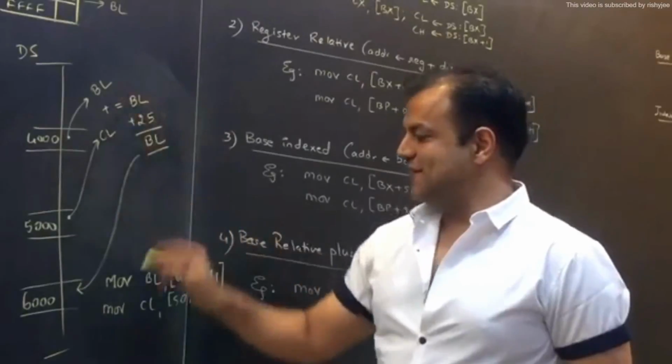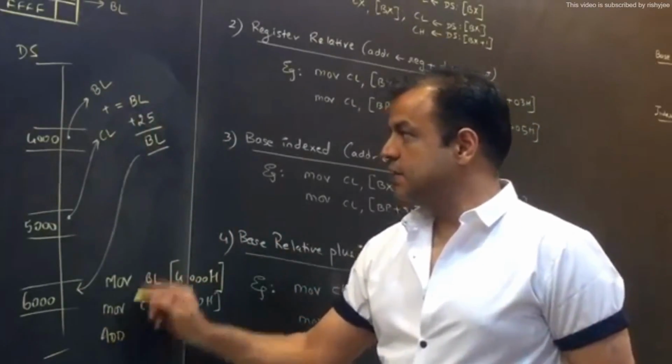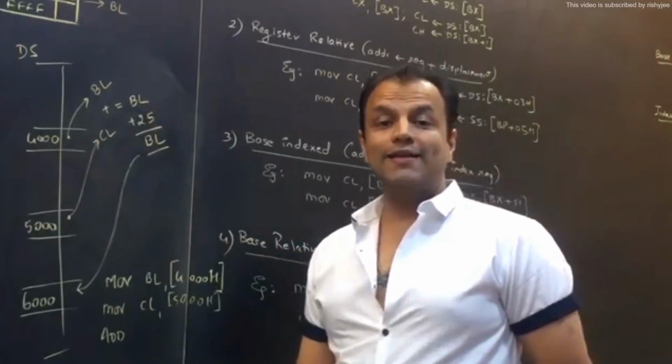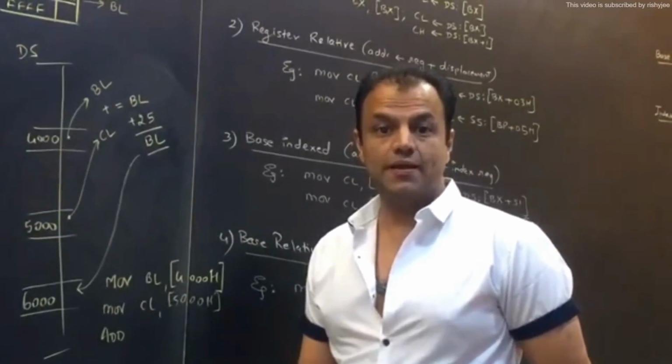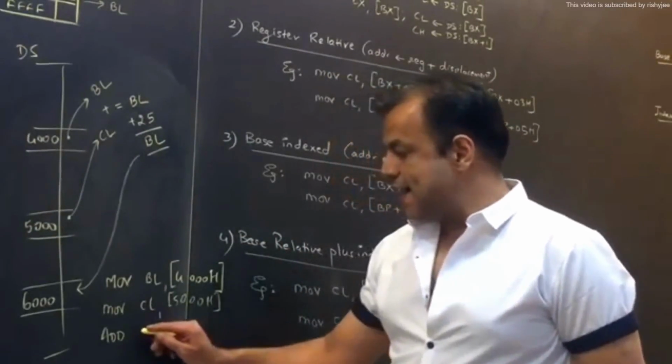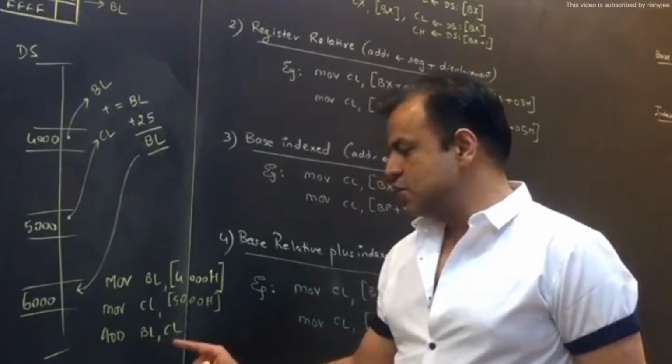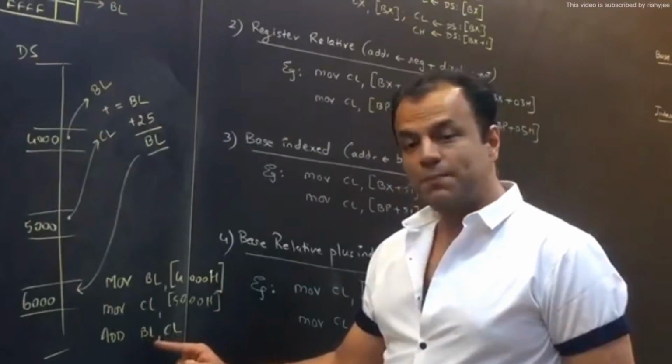Now add BL and CL. Add in such a way that the result comes in BL. So what should I write? Add CL comma BL or BL comma CL? You're right. Add BL comma CL, because first we always give the destination. So you do the total and the total will come in BL.